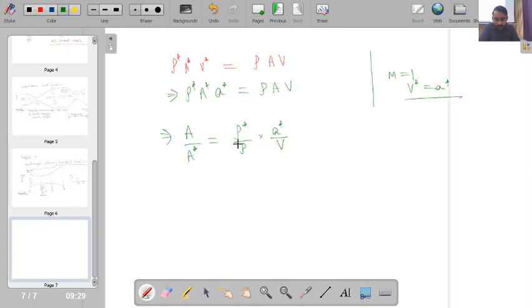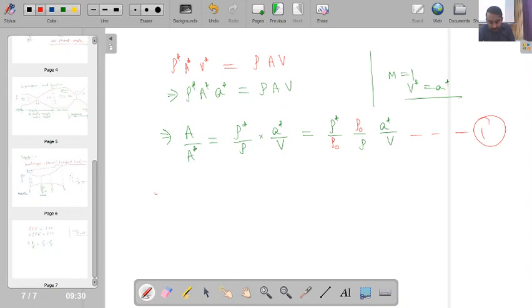Okay, now let me multiply and divide this equation by rho naught by rho naught. On the right hand side I will multiply and divide with rho naught by rho naught. So if I do so, I can write it as rho star by rho naught into rho naught by rho into a star by V. So here what I have done, I have multiplied and divided with the stagnation density, rho naught. Now say this is my equation number 1.